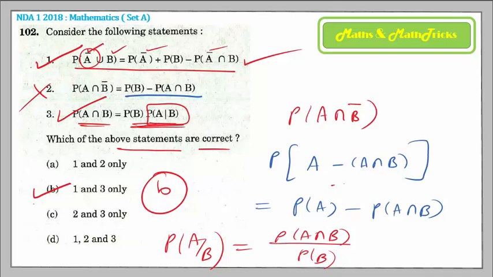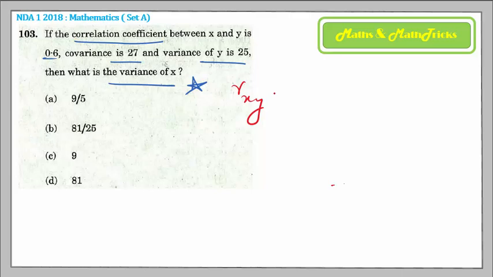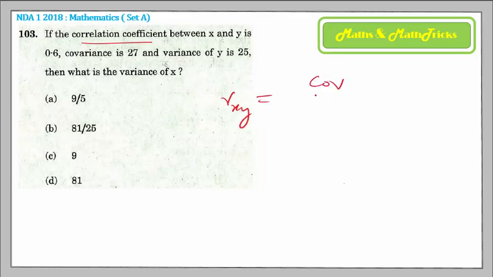Alright, coming on to the next question, 103. Here you see that this is a question on regression analysis where you know the correlation coefficient R. The value of R is given for the variables x and y, that is the correlation coefficient between x and y is given 0.6, and covariance is 27, variance of y is 25, then you are asked to find variance of x. See, these kinds of questions are purely formula based. You need to remember correlation coefficient between x and y denoted by Rxy, it is equal to covariance between the variables divided by root over variance of x into variance of y.